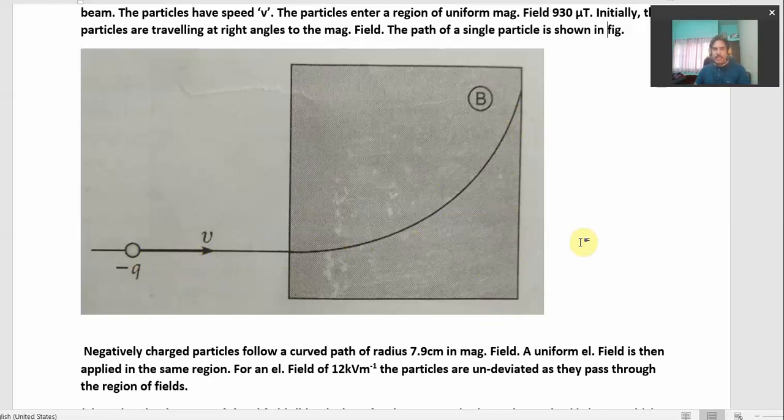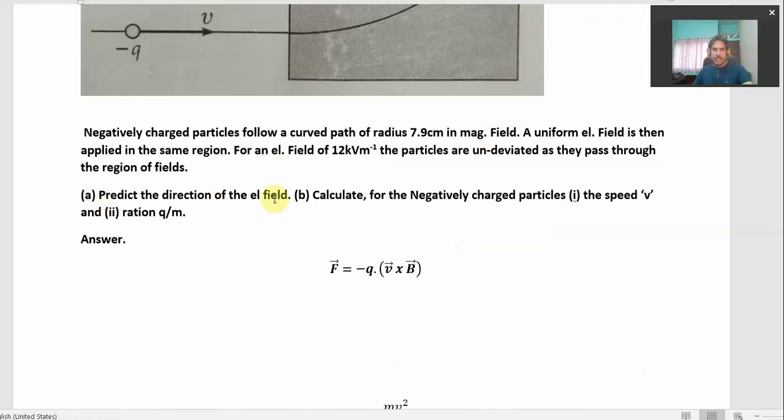We know that it is a negatively charged particle and it moves in a direction opposite to the electric field. Negatively charged particles always move opposite to the electric field. So we have to apply the electric field so that the negatively charged particle is pulled in the downward direction. That means we have to apply the electric field in the upward direction. So this is the first part, predict the direction of the electric field.